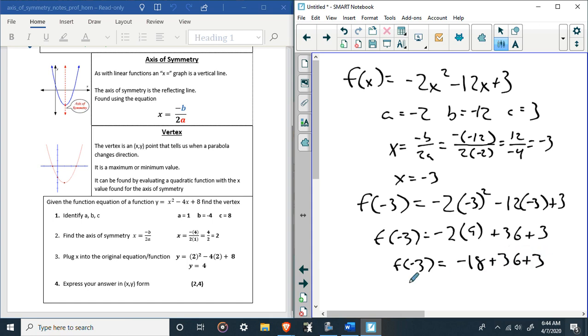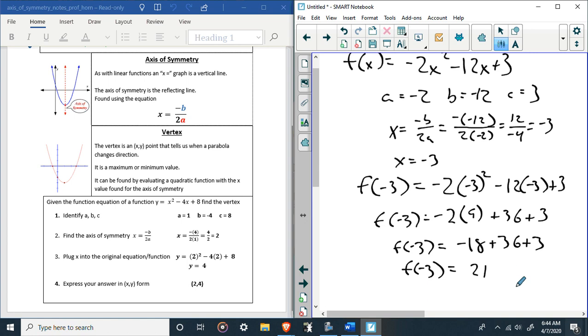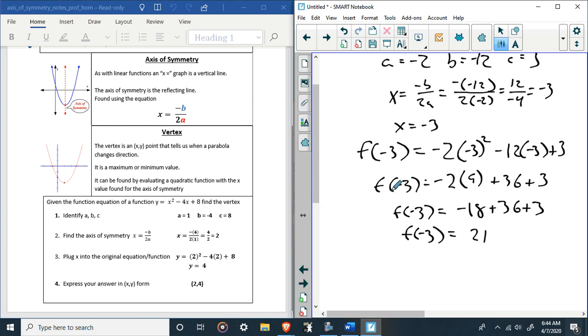Okay, and finish up strong. F of negative 3. Negative 18 and positive 36 is going to be 18, and 18 plus 3 is going to be 21. Okay, so again, your final thing, please express your answer as a coordinate. Your final coordinate should be negative 3, 21.